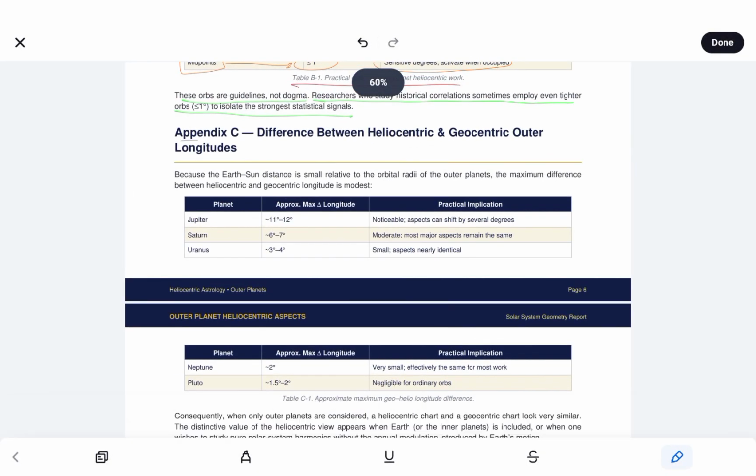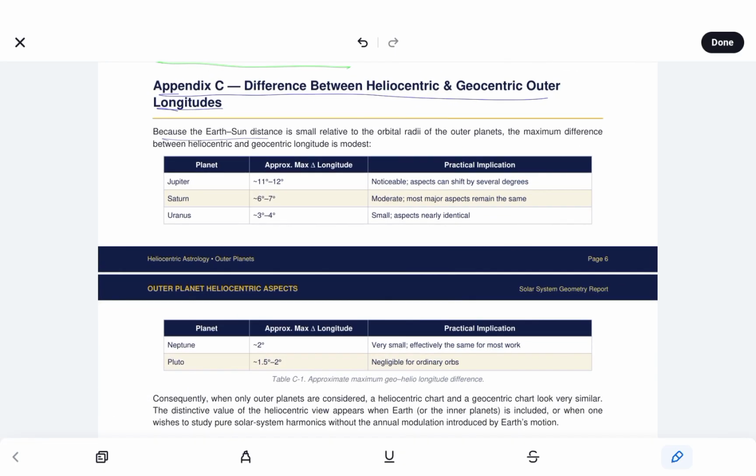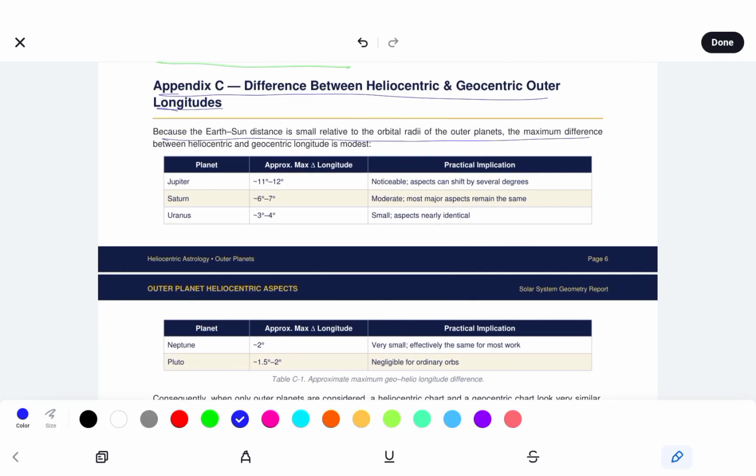And we see Appendix C. It's the difference between heliocentric and geocentric outer longitudes, because the Earth-Sun distance is small relative to the orbital radii of the outer planets.